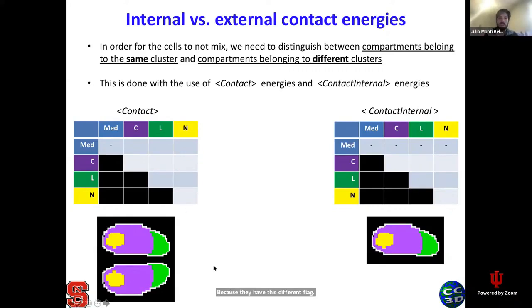And when you do this, you can set different contact energies between your domains. One between cells that belong to the same cluster, another between the cells or domains that belong to different clusters. So you split your contact energy into two. One would be the external contact energy between domains of your cell that belong to different clusters, and an internal contact energy, which sets the energies of contact between domains that belong to the same cell. Okay.